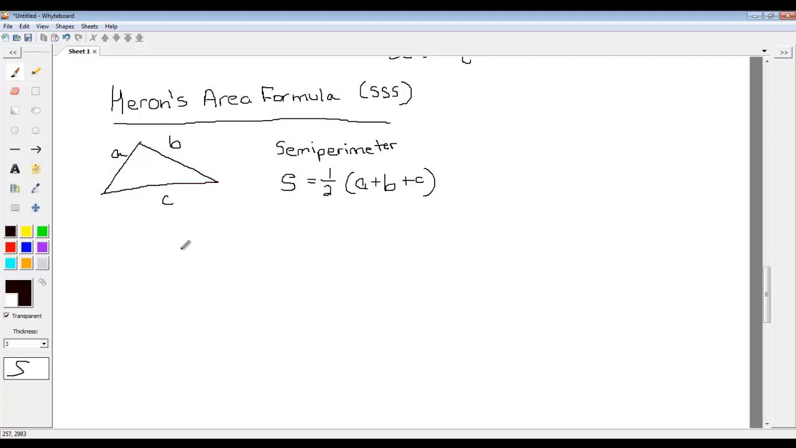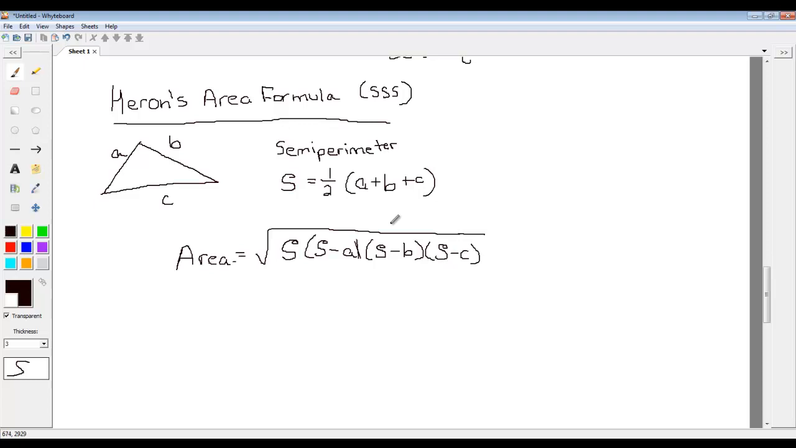Heron's formula says to find the area, take the square root of the semi-perimeter times the semi-perimeter minus the length of A times the semi-perimeter minus the length of B times the semi-perimeter minus the length of C. Notice that all of that is underneath the square root sign.